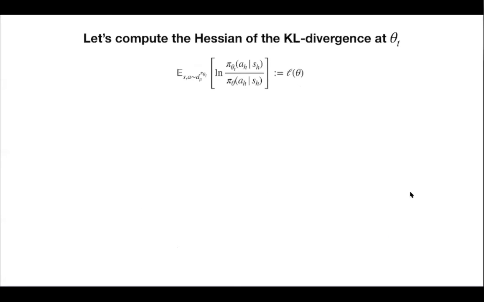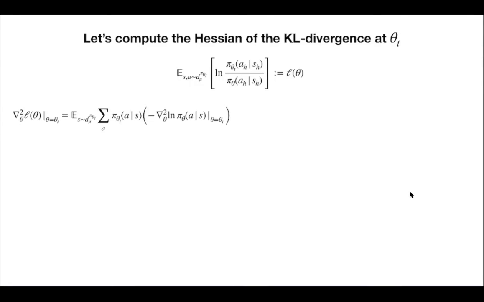So let's go to the Hessian. Let's compute the Hessian of this KL divergence. Remember, I've already done the simplification where I changed from trajectory distribution to state action distribution. There are some tedious steps because we want to compute the second derivative, so let's just do it. At the end of the day, we will see that this is a very simplified expression.